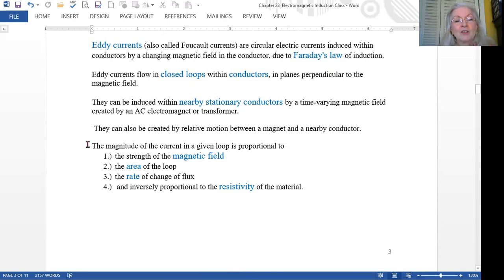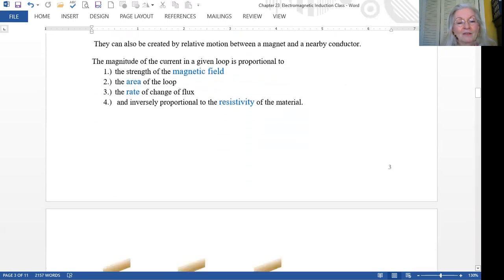The magnitude of the current in a loop is going to be proportional to the strength of the magnetic field, the area of the loop, and the rate that the flux changes, and it's going to be inversely proportional to the resistivity of the material. So it depends on what material you have, how fast things are moving, and how big they are.